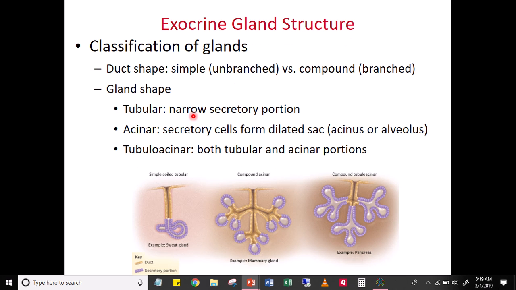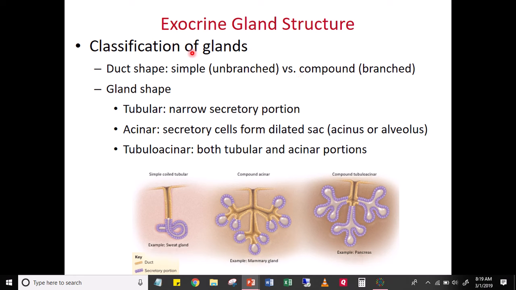As we look at these glands, we can categorize them by their shapes, both by the shape of the duct and by the shape of the gland itself. So here we can have a duct that's just one straight opening. That's a simple duct because it is an unbranched duct. Over here we have 1, 2, 3 ducts merging to one opening. That would be a compound or branched duct.